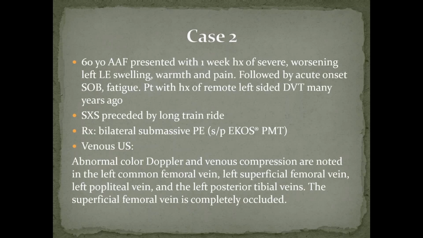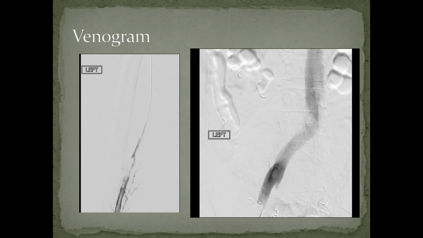After that was done, a venous ultrasound was done, which basically showed extensive DVT from the left common femoral vein all the way down. Since the patient had proximal DVT and had low risk of bleeding, I offered that patient DVT intervention. So we placed her in a prone position. We accessed the popliteal vein using ultrasound-guided access.